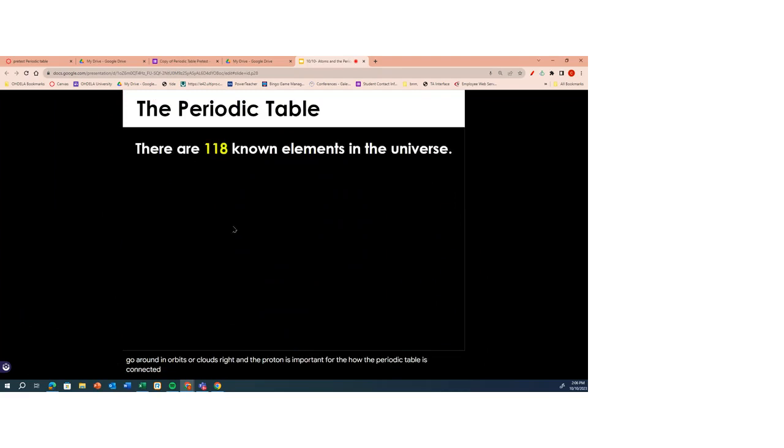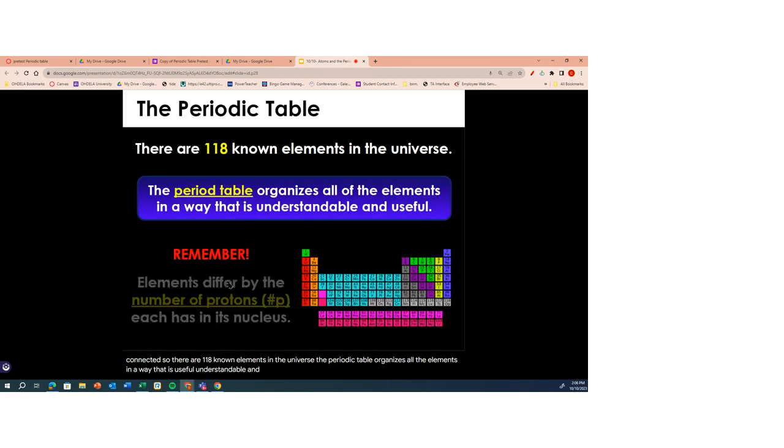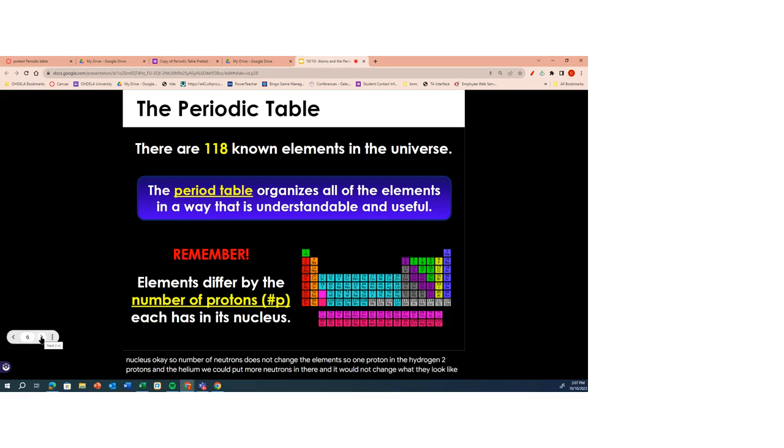And the proton is important for how the periodic table is connected. So there are 118 known elements in the universe. The periodic table organizes all the elements in a way that is understandable and useful. Remember, elements differ by the number of protons each has in the nucleus. Okay, so the number of neutrons does not change the element. So one proton in hydrogen, two protons in helium. We could put more neutrons in there and it would not change what element they are.